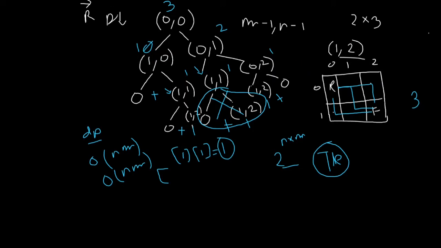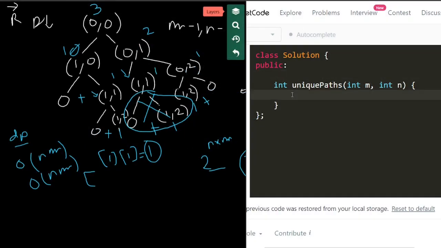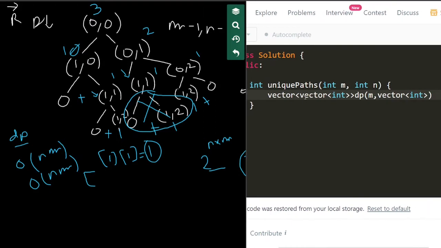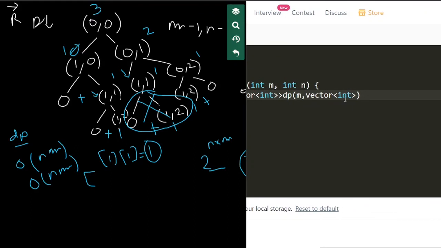Let's code this problem. First, let's declare a dynamic program, or dp. We are going to take a 2D vector array, whose size is m cross n, where m is the number of rows and n is the number of columns. So let's declare it as m cross n, initialized with minus 1.